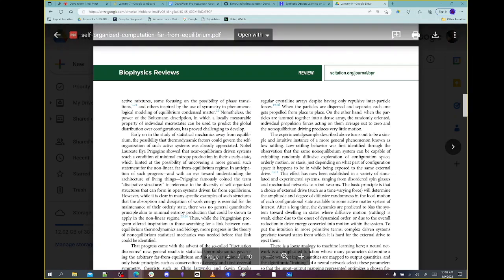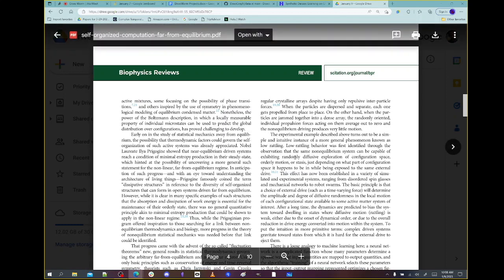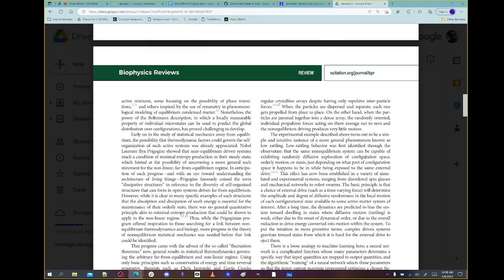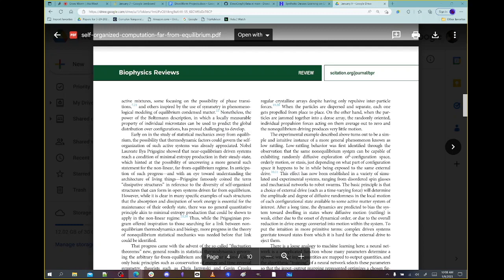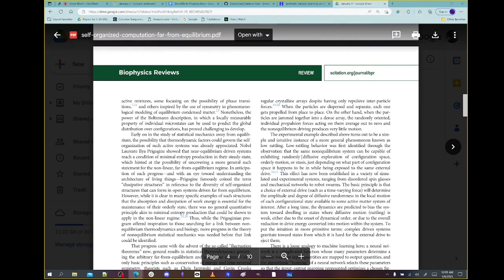So this example that we just talked about describes something he calls low rattling. Low rattling behavior is first identified through the observation that the same non-equilibrium system can be capable of exhibiting randomly diffuse exploration of configuration space, meaning that things are exploring this configuration space, moving around, and taking different configurations. And so just through diffusion, you can explore this space, and this is done randomly.